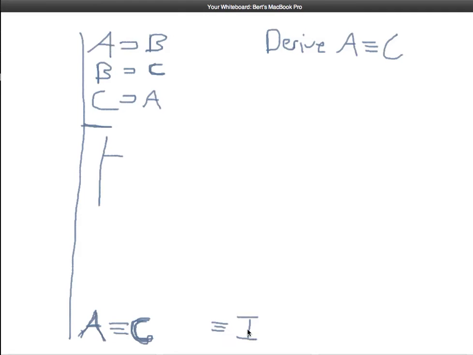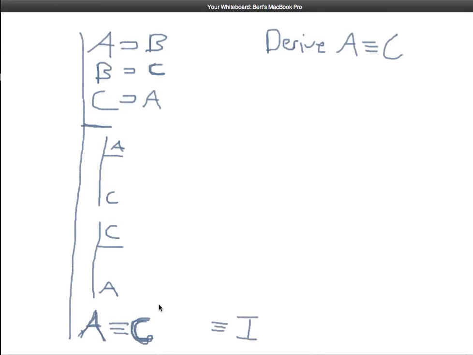rule for conditional introduction says that you need to have two subderivations, right? One in which you assume C and you try to get A, and the other where you assume you have A and you try to get C. And we've already done a lot of the work in this case for doing the proofs that we need, right?